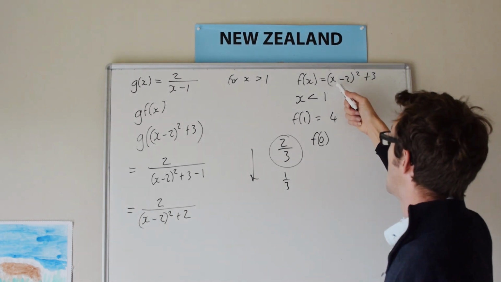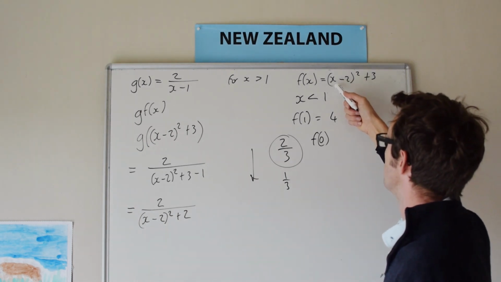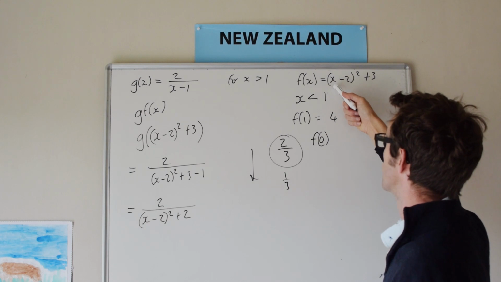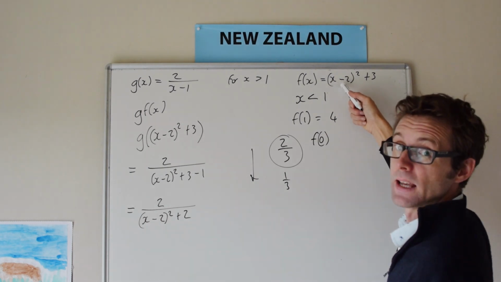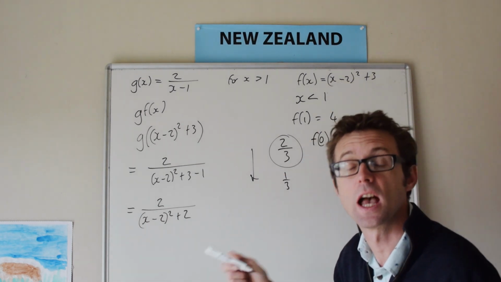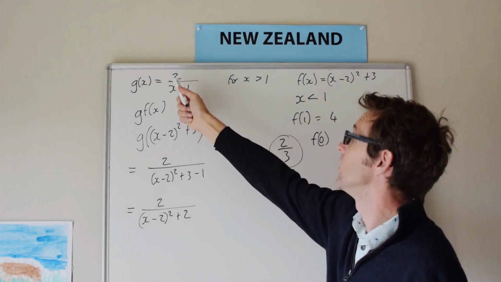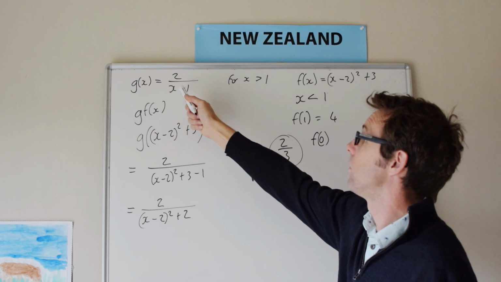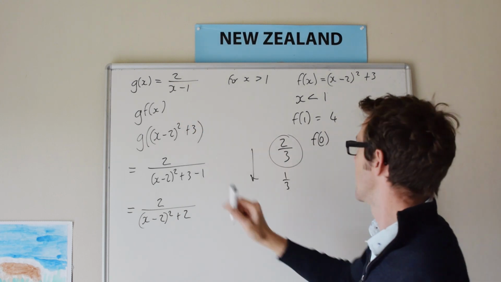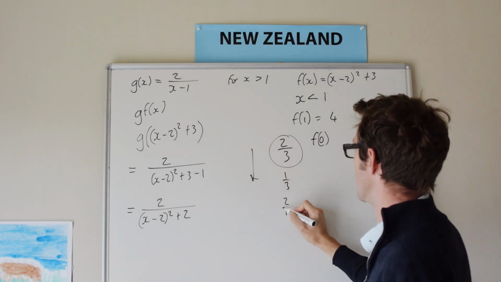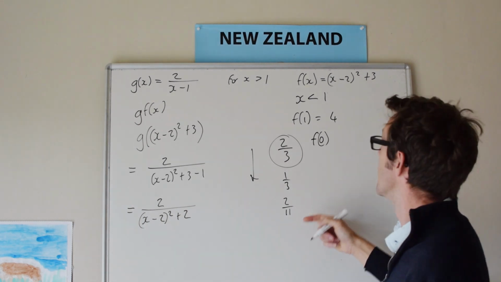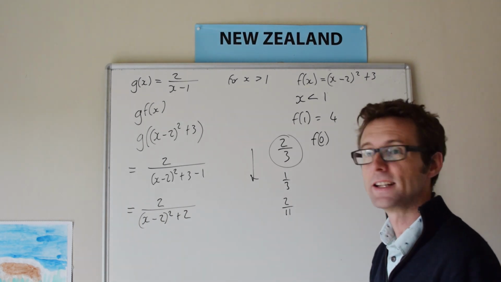Let's chuck in minus 1. Minus 1 minus 2 is minus 3. Minus 3 squared is 9. 9 plus 3 is 12. We chuck that in here. 2 over 12 minus 1. That's 2/11. That's smaller than 1/3. We'll try one more and hopefully you'll see a trend.